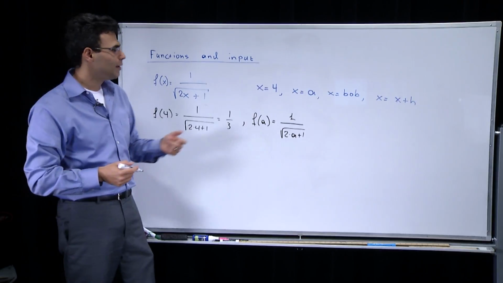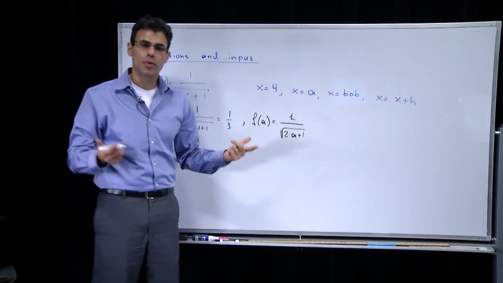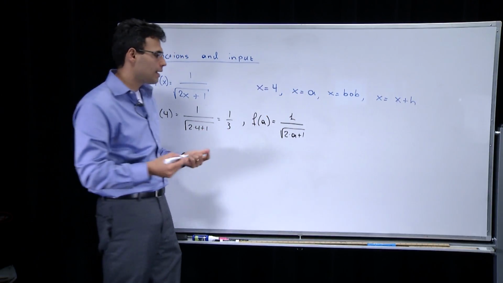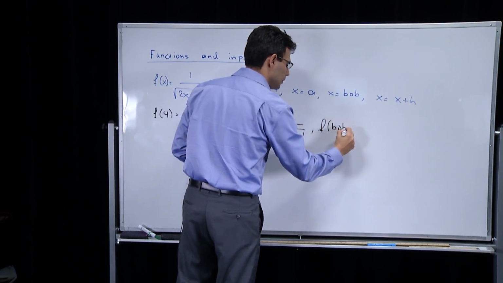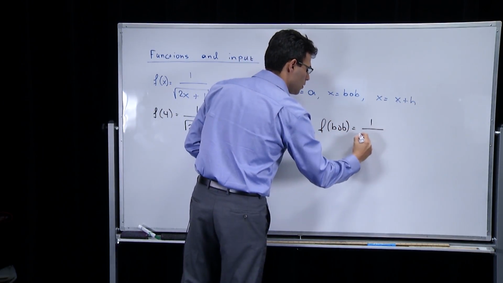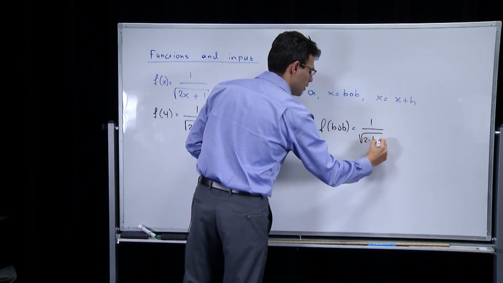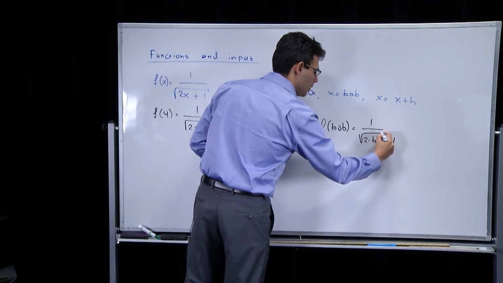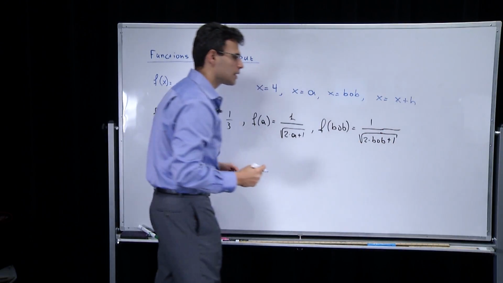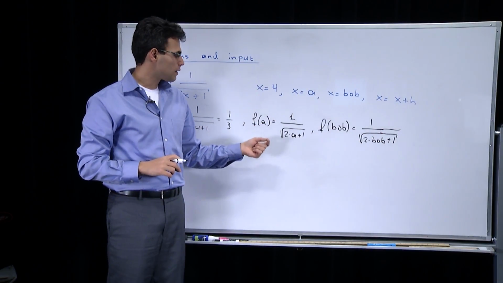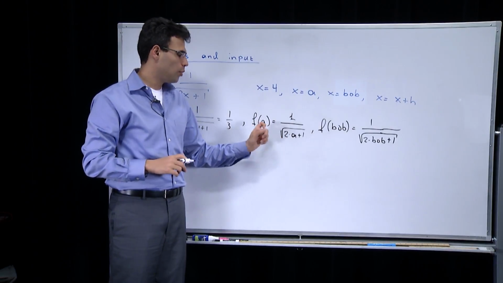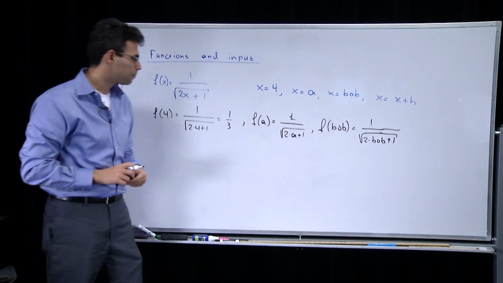Now if you want to be funny about this, you can even put stuff like Bob or anything like that. The idea is exactly the same. You get f(Bob) to be 1 over the square root of 2 times Bob plus 1. Okay, so what I want you to keep from this is the mechanism. The mechanism is basically remove x from here and from there and put in its place whatever I tell you.